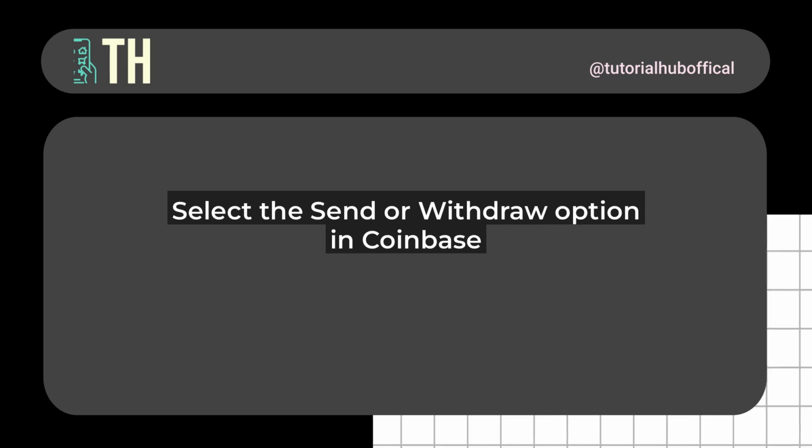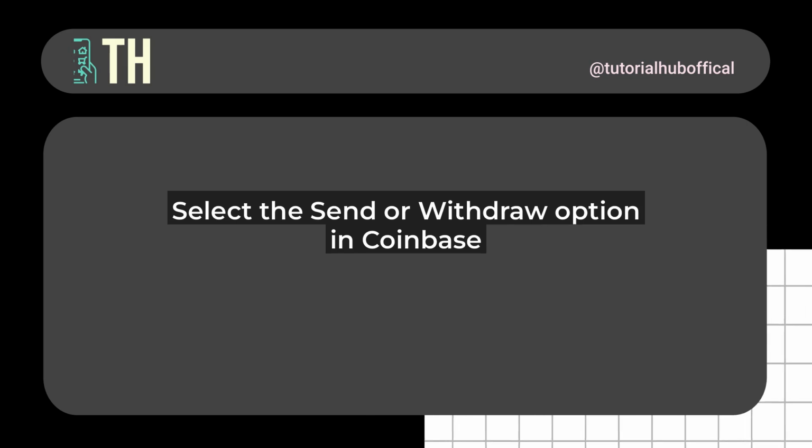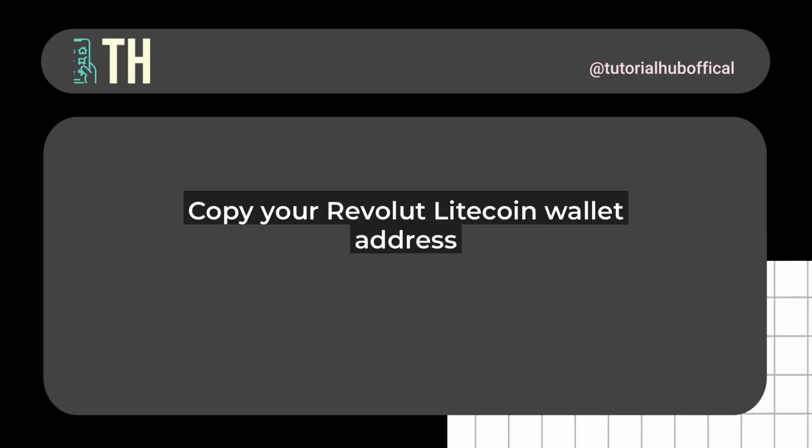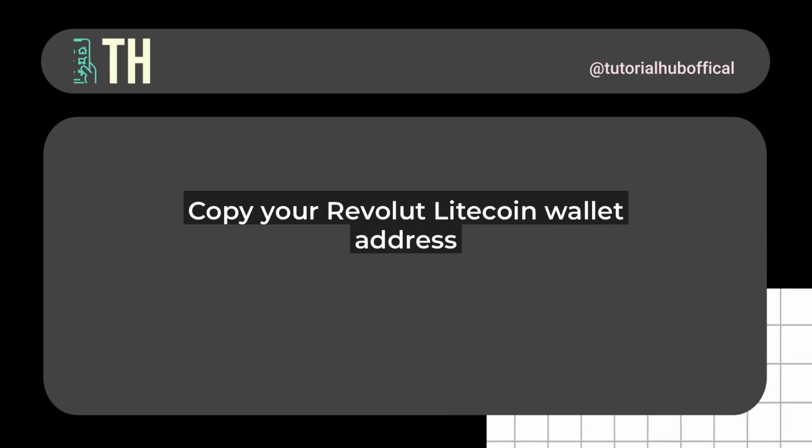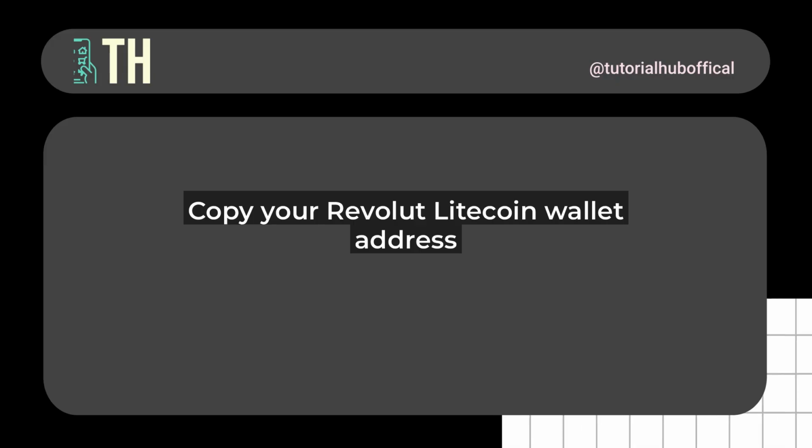Next, head over to your Revolut app. Go to the crypto section, select Litecoin, and copy the wallet address provided. This is super important, so double check it to ensure there are no typos. Back in Coinbase, paste that address into the recipient field.